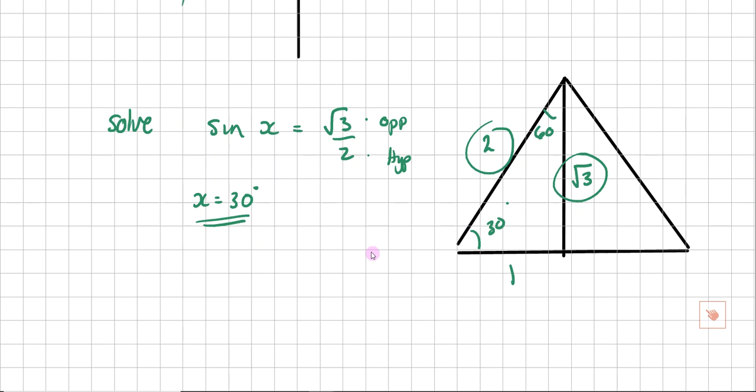Shouldn't the 30 be where the 60 is? True. Well spotted. So it should actually be 60.